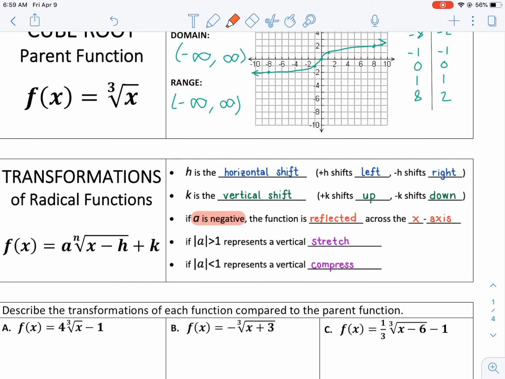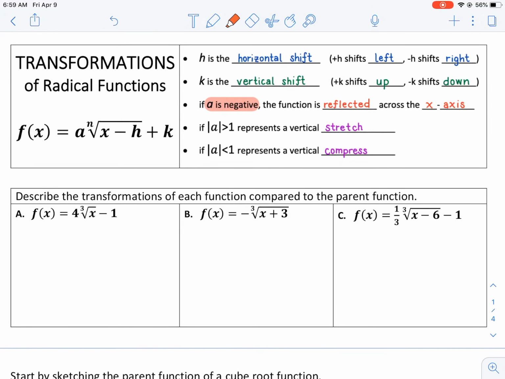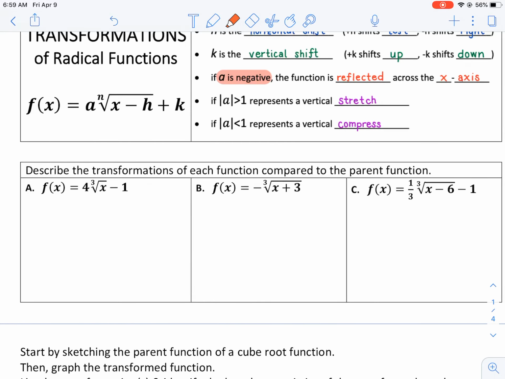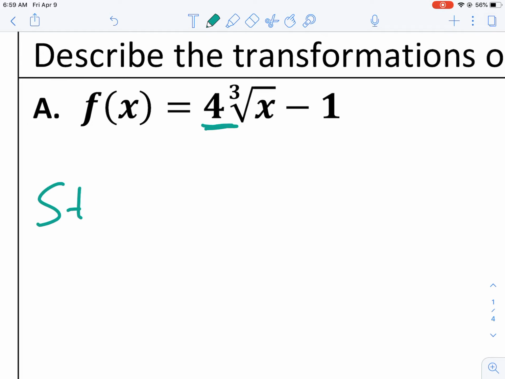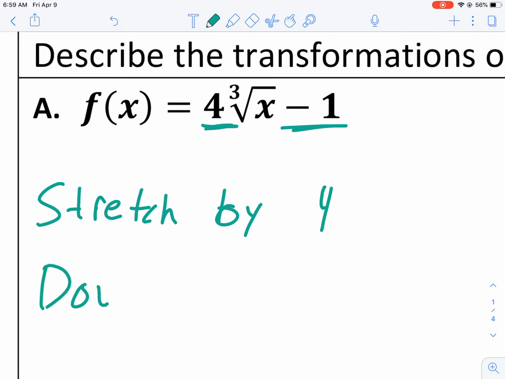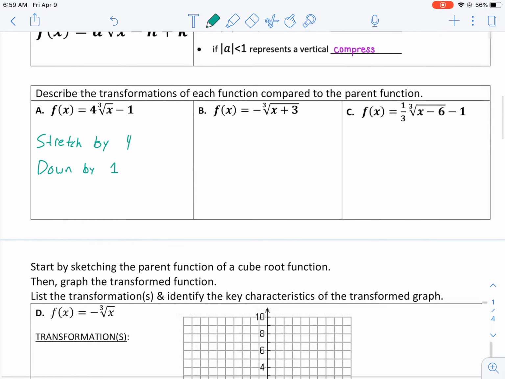Speaking of transformations, we have the same transformations that we had for square root functions. We got A, H, and K. You can read here what they do. This is the same thing as square root functions. You still got a number out in front. That's your A value. So this would be a stretch by 4. This number is outside of the root sign, which means it's a K value. So that means down by 1. You can do the other two. This is exactly like square roots, what we went over yesterday.